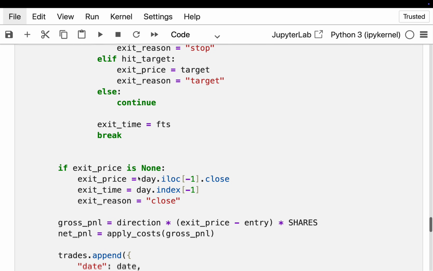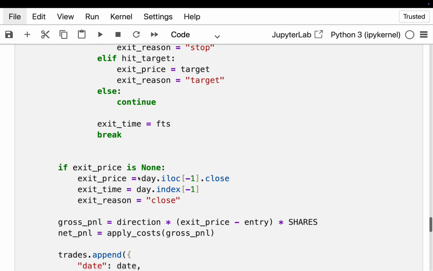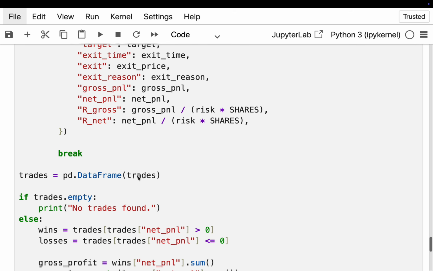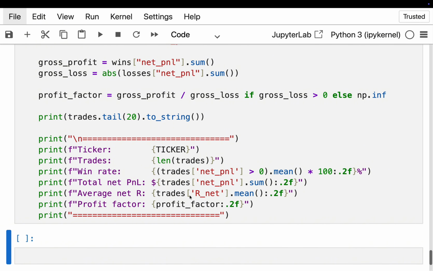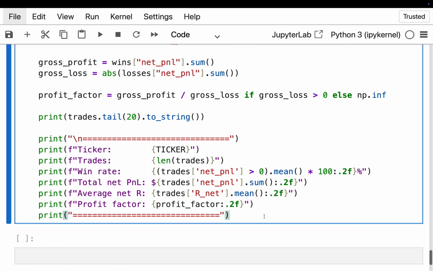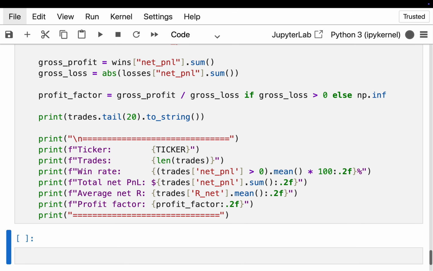One trade per day maximum. Once the trade fires, we stop looking. At the end, these are just printouts: trade log and a summary, win rate, total net P&L, average R per trade and profit factor.